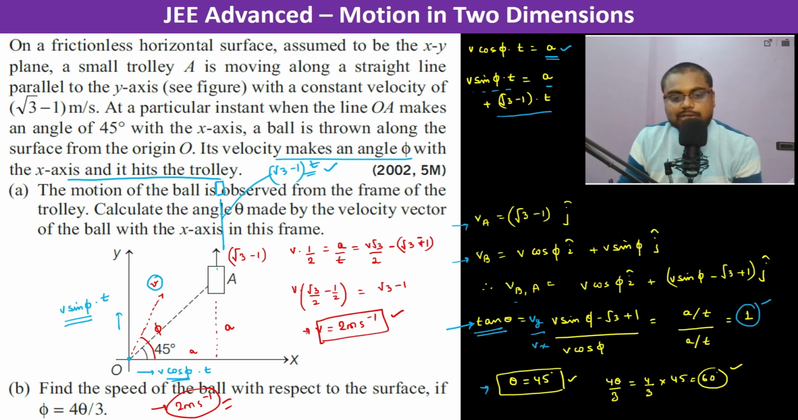And we have to find the speed of the ball with respect to A if phi is equal to 4 theta by 3. So therefore phi is 60 degree. Now we just substitute things here. Phi becomes 60 degree and we can calculate V.